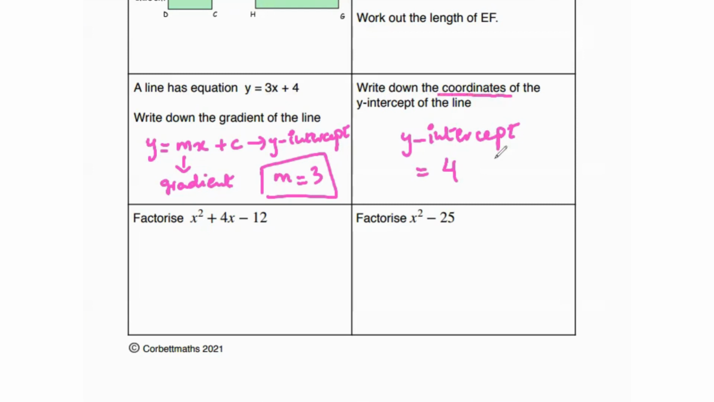The question is asking for coordinates. So coordinates would be (0, 4). At the y-intercept, x is always 0. For the x-intercept, y is always going to be 0.